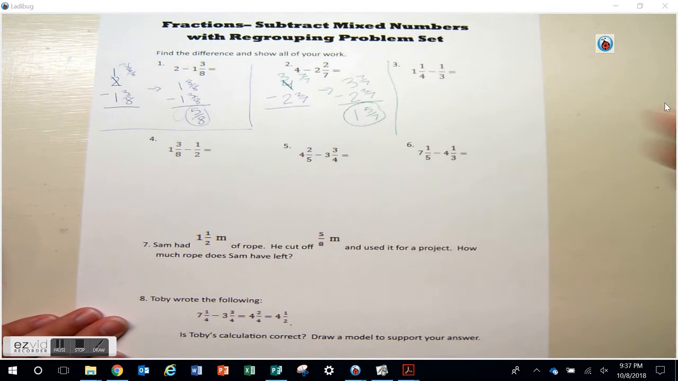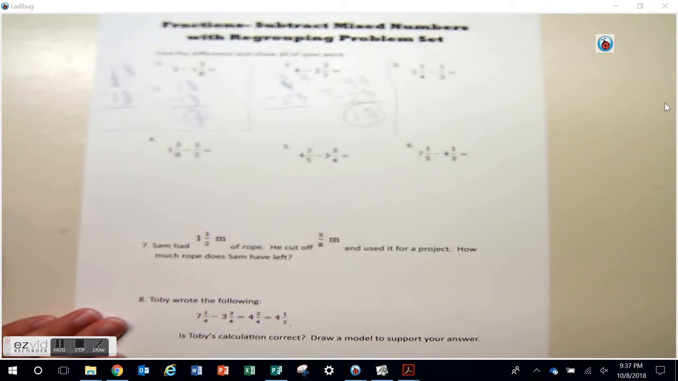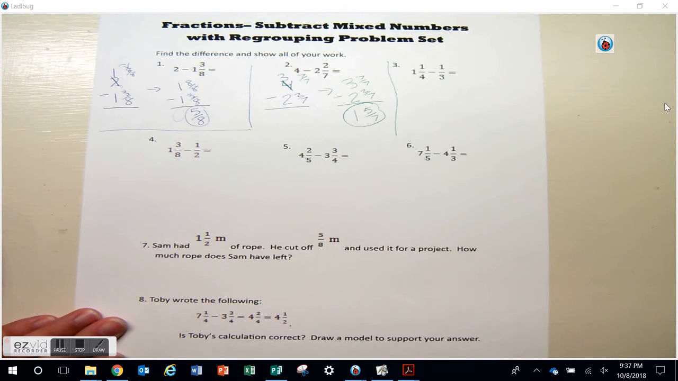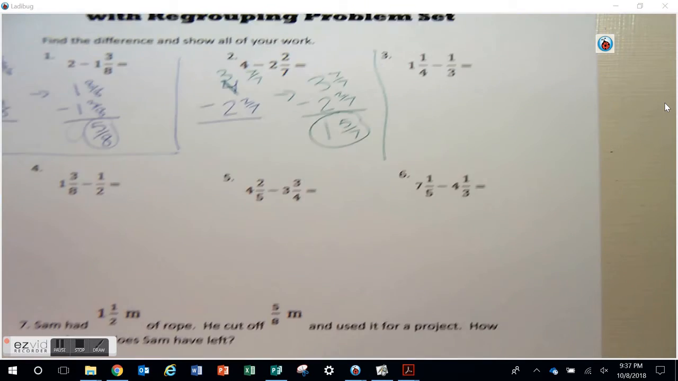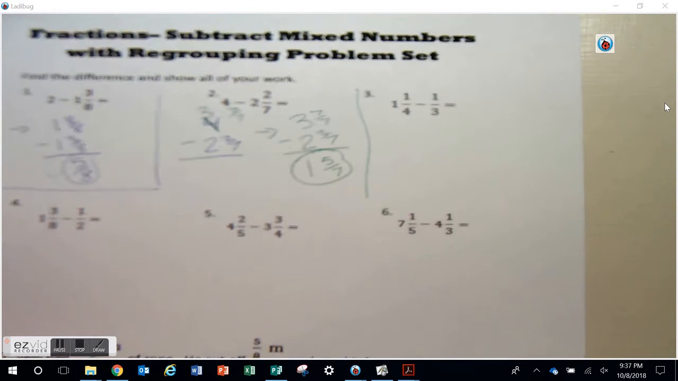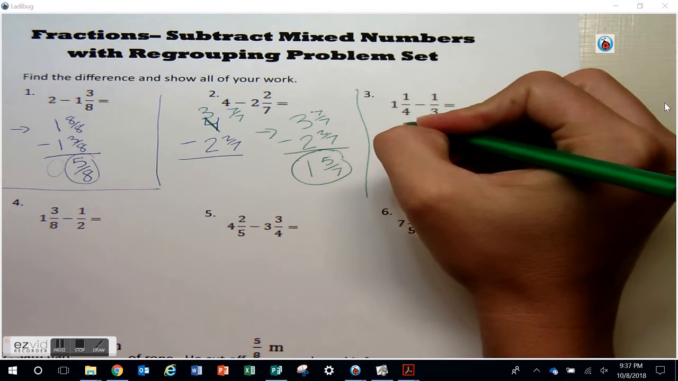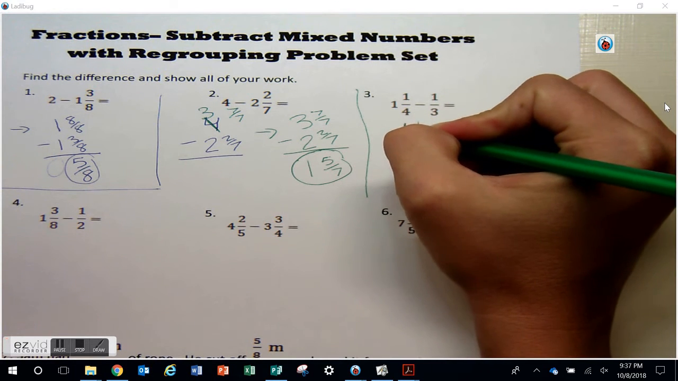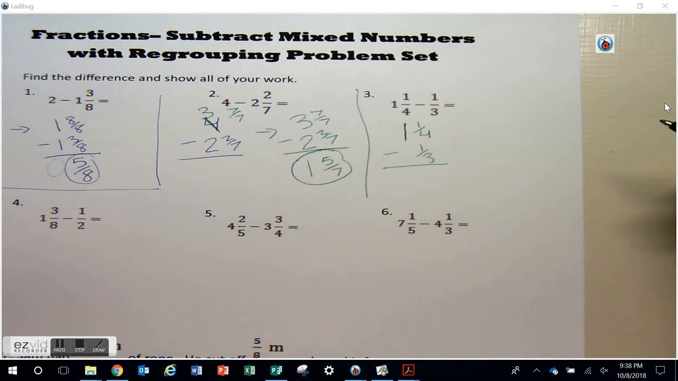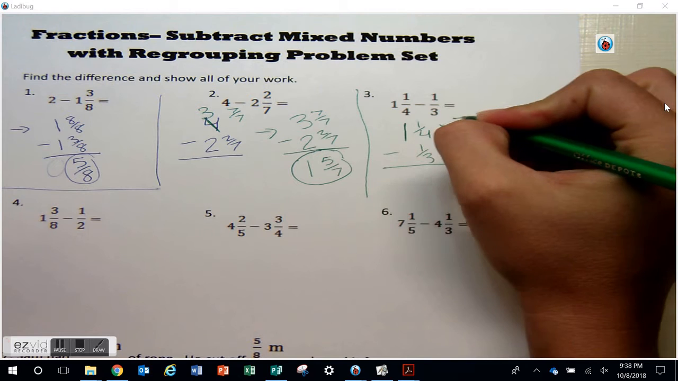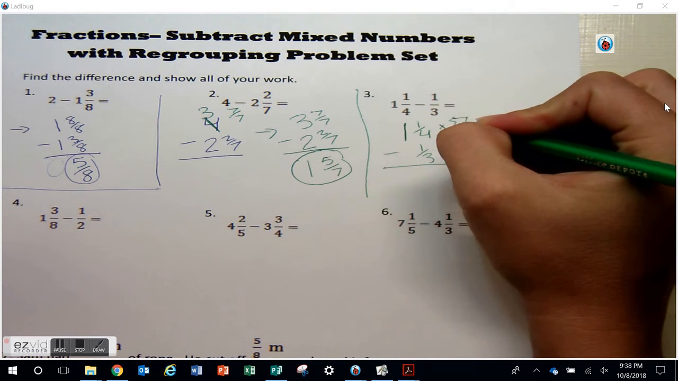Let's go ahead and look at this next problem. Zoom in a little bit so it's easier to see. I'm going to rewrite it vertically. 1 and 1/4 minus 1/3. Before I can do that, I'm going to need a common denominator. So what denominator do we want here?